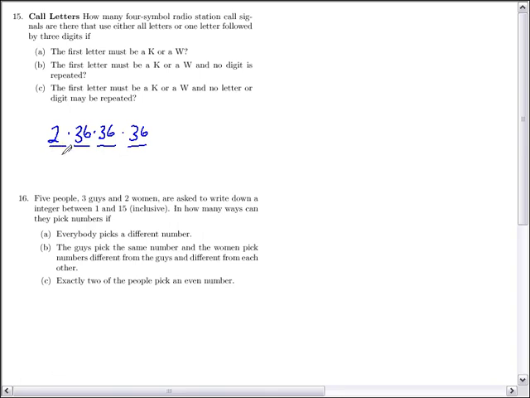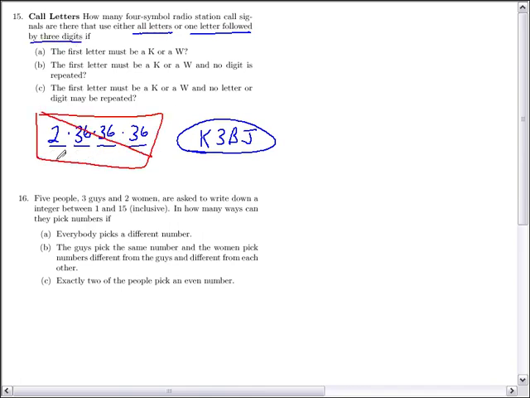But you should realize this. The 2, 36, 36, 36 says my first one can be a K or W. 36 choices means I can pick any letter or any digit. Pick a 3. The next 36 says any letter or any digit. And the last one. So 2 times 36, 36, 36 allows codes of the form of K3BJ. Well, that's not either one of the forms, all letters or one letter followed by 3 digits. So this technique is not good.